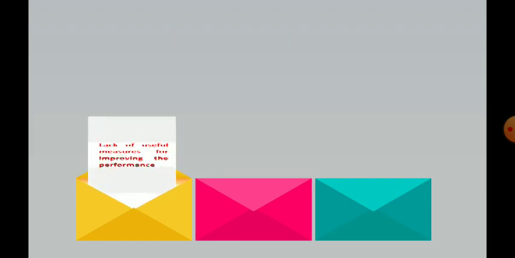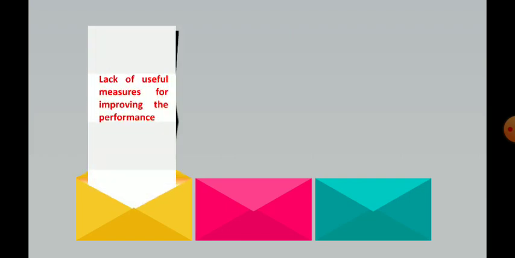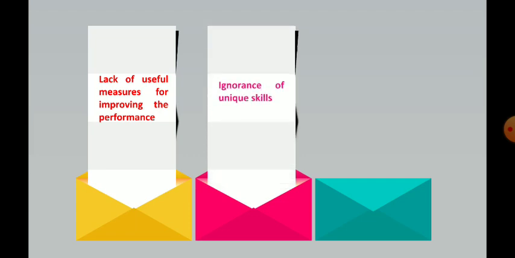Next one, a lack of useful measures for improving the performance. In case of any performance deficiency, the management will take corrective measures, but the quality and usefulness of such measures are really questionable. Next one, ignorance of unique skills. Managers will conduct appraisal on the basis of certain pre-written guidelines. They will not be considering the unique skills that an employee is gifted with.